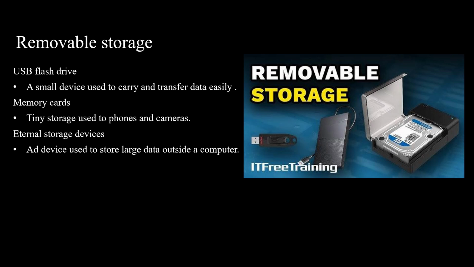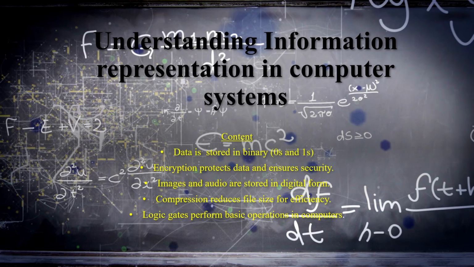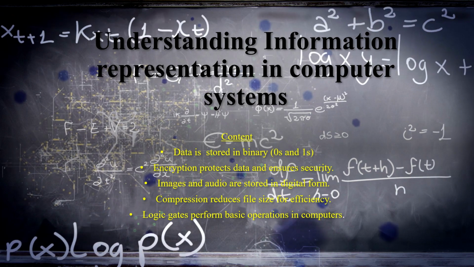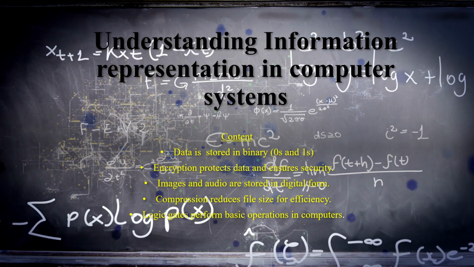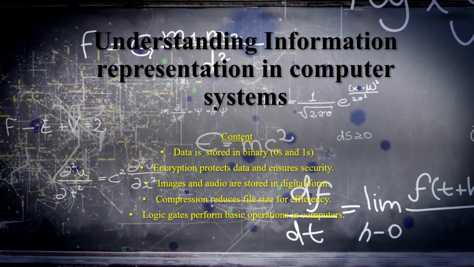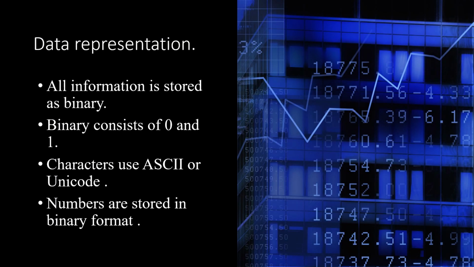Next one, data representation. Computers represent all data in binary. Characters are represented using ASCII or Unicode. Numbers are also stored in binary format. This allows computers to process different types of information accurately.